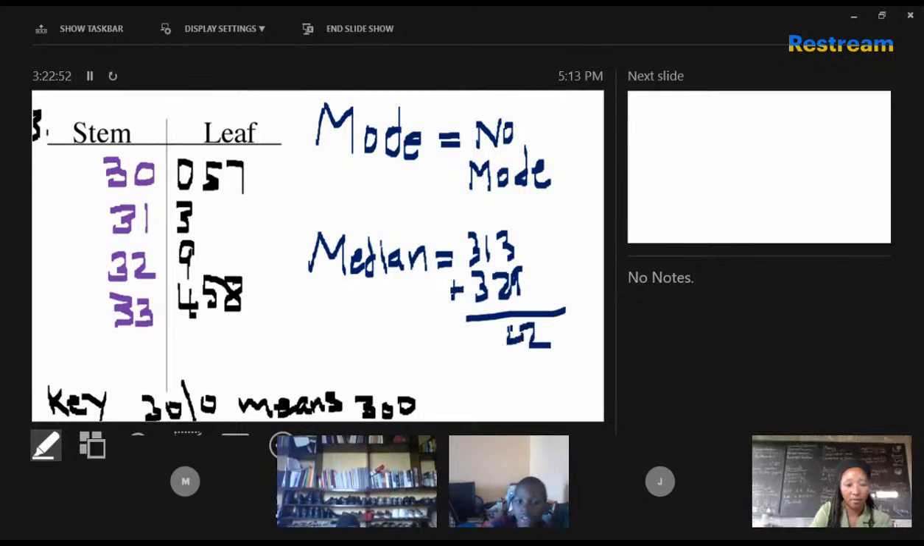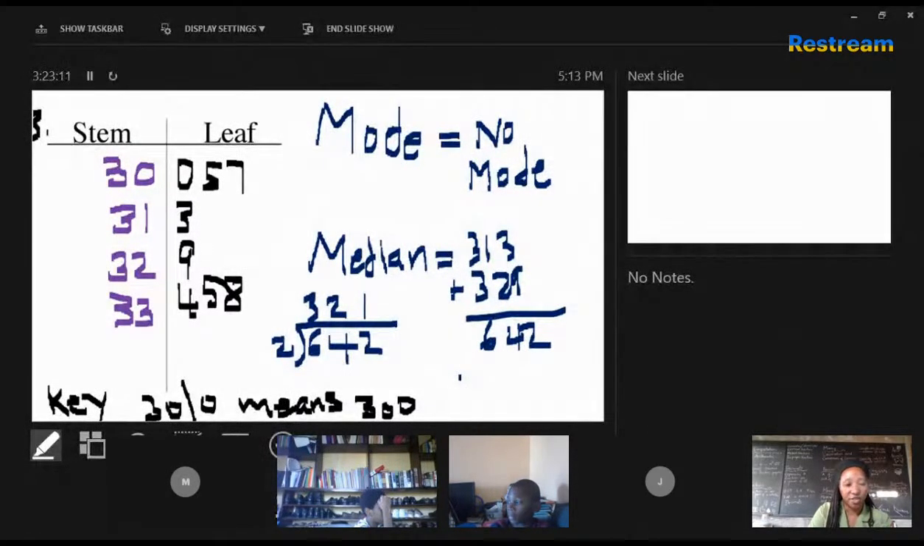It's going to get 642. And divide that by 2. 321. All right, so the median is 321.